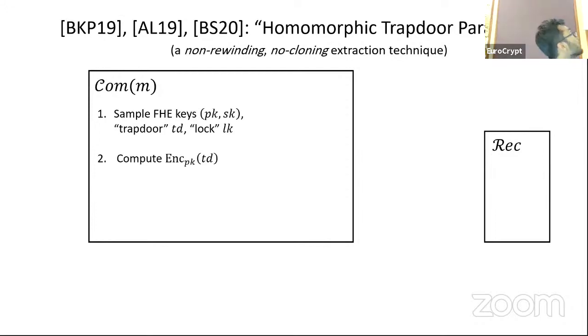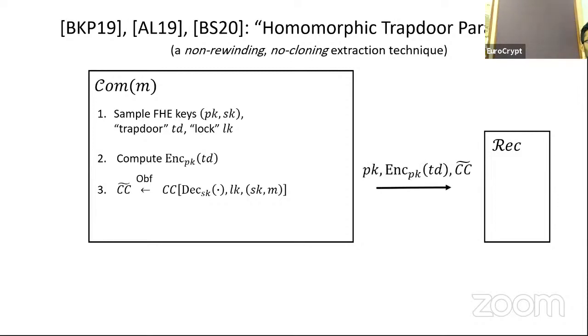And then as a second step, the committer computes an FHE encryption of the trapdoor. And then it prepares this very special compute-and-compare program, which has the FHE decryption circuit hard-coded within it and a target lock value. And the output is the secret key and the message. So if you feed an encrypted trapdoor, an encrypted lock, to this compute-and-compare program, then what you get as the output is the message and secret key. Otherwise, you get bot. So the committer obfuscates this program and sends over the triplet consisting of the public key, encrypted trapdoor, and obfuscated program to the receiver.